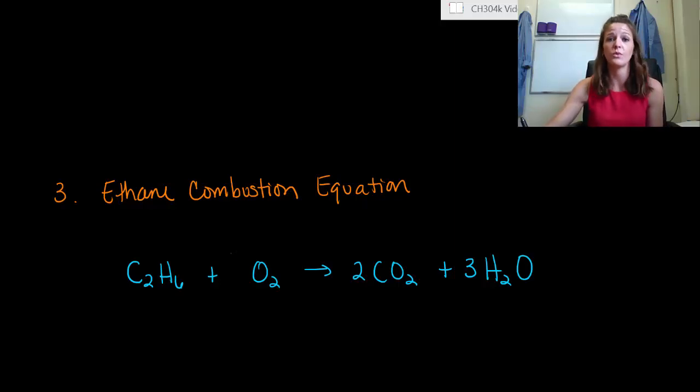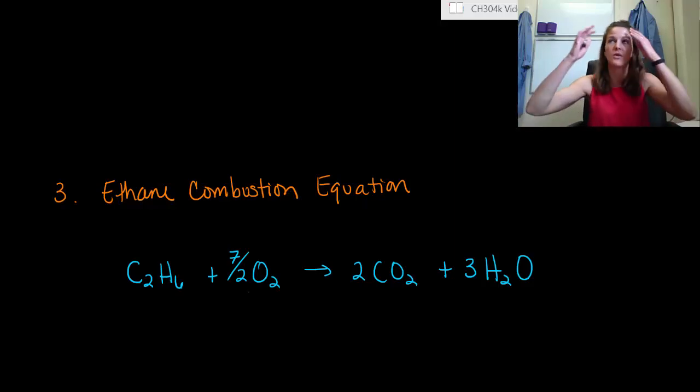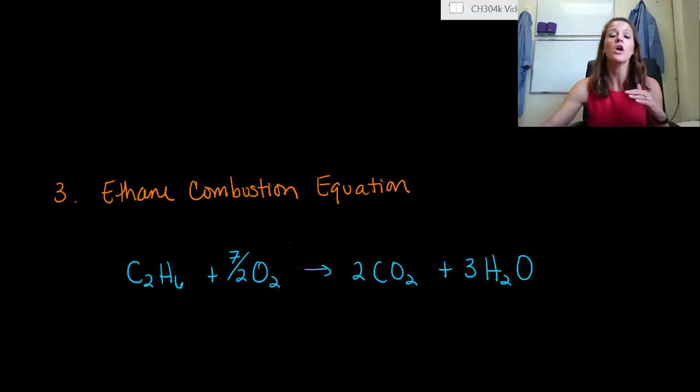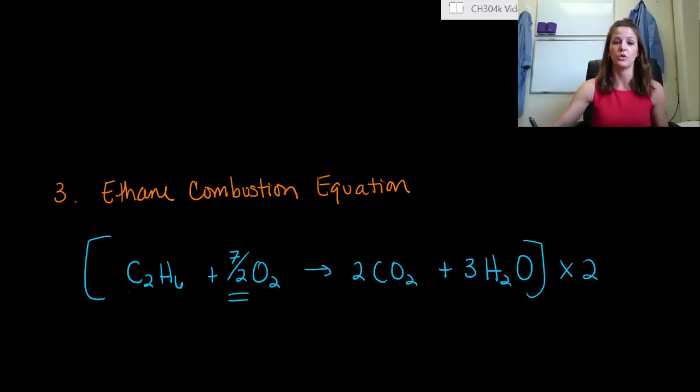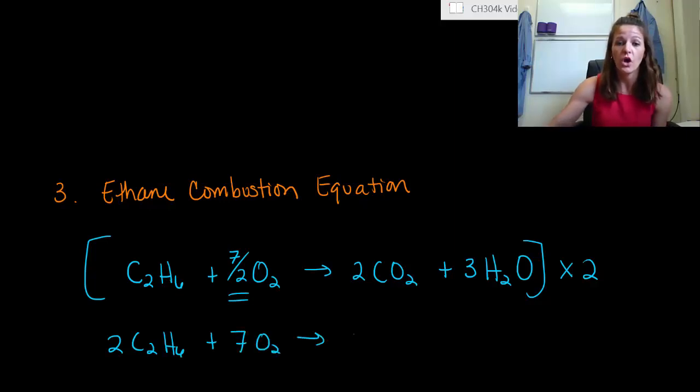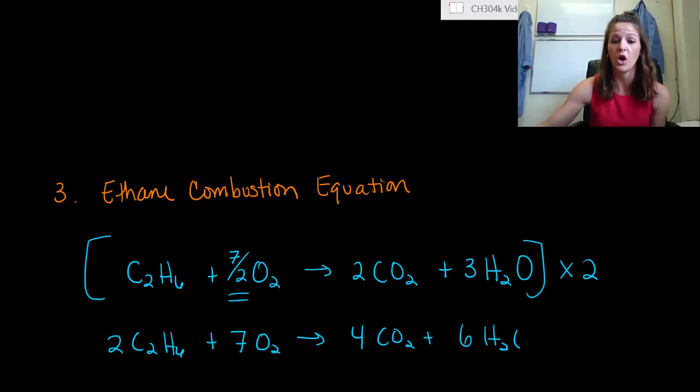So the best thing to do whenever you're balancing a combustion equation is just do it in terms of halves for your oxygen. So you basically use your fraction to say 7 halves, then you don't have to worry about how am I going to get these numbers to work. But never leave it like this. You always multiply by 2. Get rid of that fraction. So I'm going to take this entire thing and multiply it by 2. So this now becomes 2C2H6 plus 7O2 going to 4CO2 plus 6H2O.